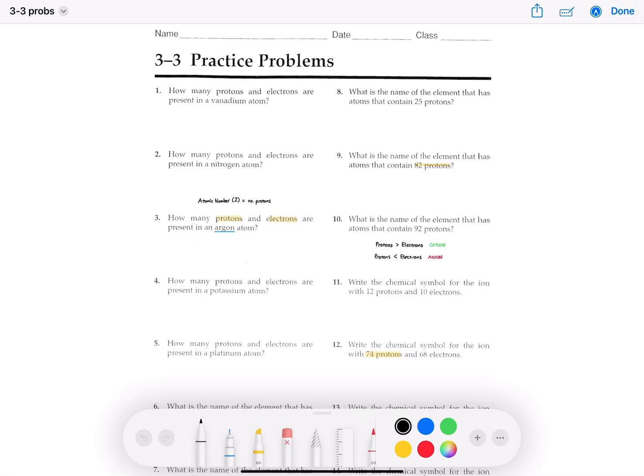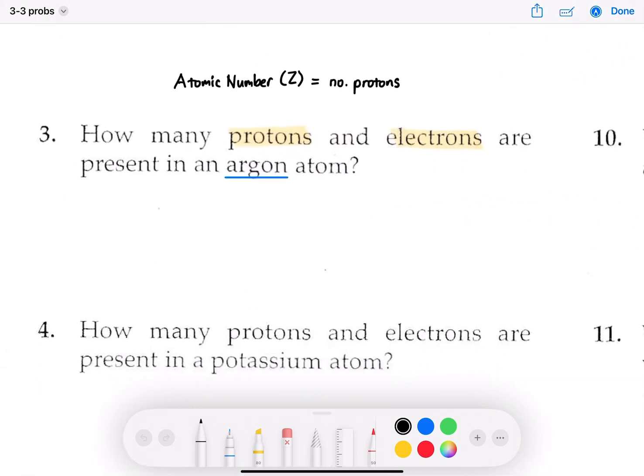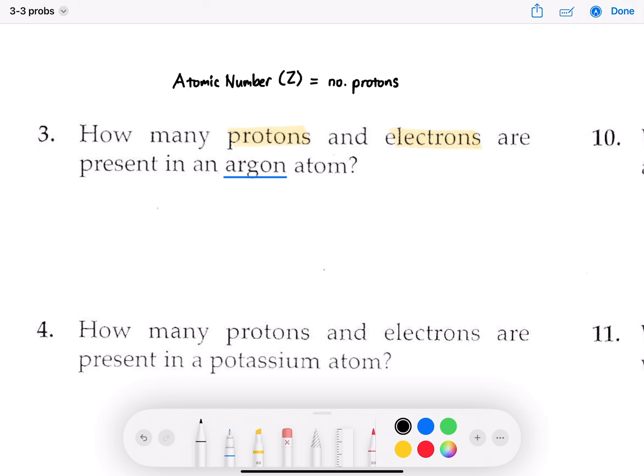Okay, so hi, today we're going to be solving some problems related to identifying elements, isotopes, and ions, depending on the number of protons, neutrons, and electrons given. Let's take a look at 5 different types of problems. The first type of problem is this. How many protons and electrons are present in an argon atom?